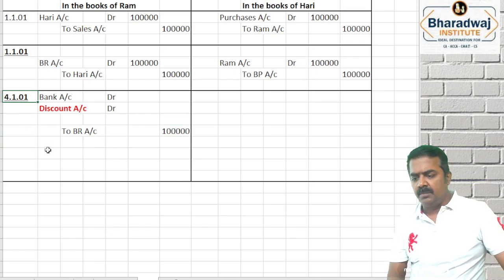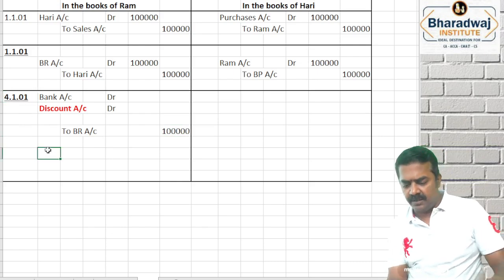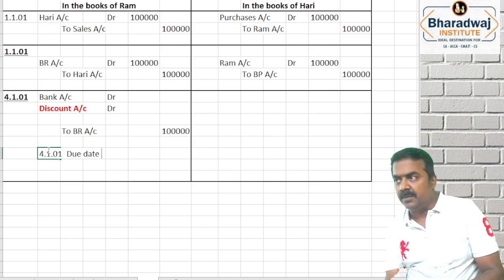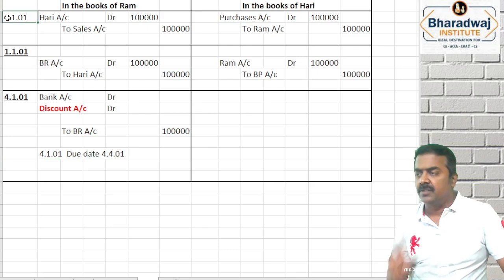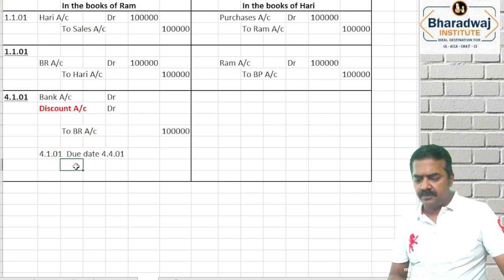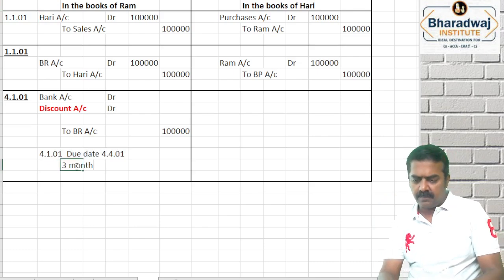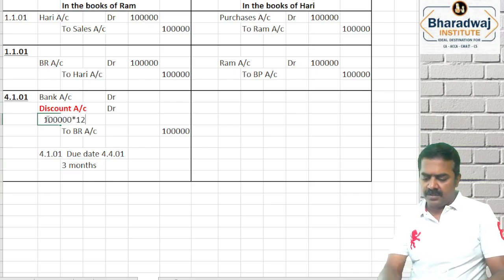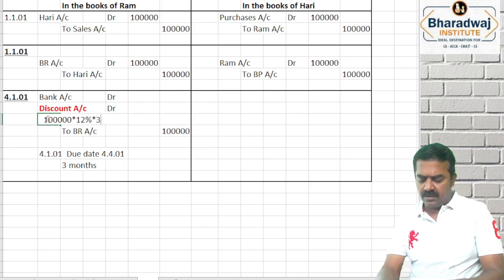We are discounting the bill on 4/1/2001. Due date will be 3 months, 4/4/2001. How many months discount? 3 months. So discounting charges will be how much? 1 lakh into what percentage? 12% for how many months? 3 months.